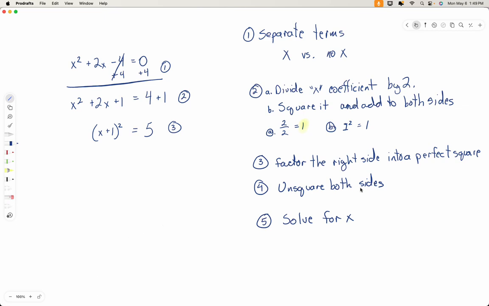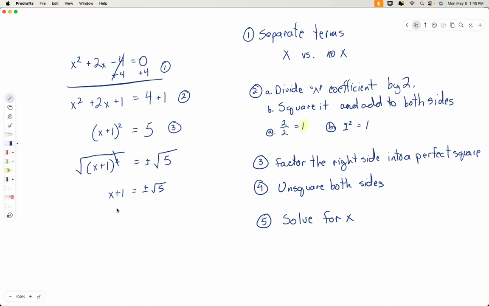Now I'm going to unsquare both sides. So when I do that, recognize that 5 is a prime number. We can't factor it out. That's as far as we can go with it. So when we unsquare this, we get x plus 1 is equal to plus or minus the square root of 5. This is as far as we can go.